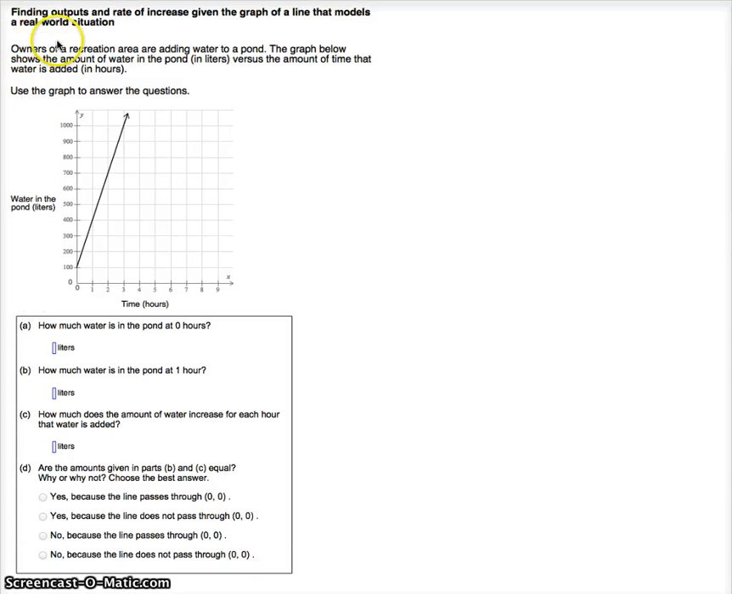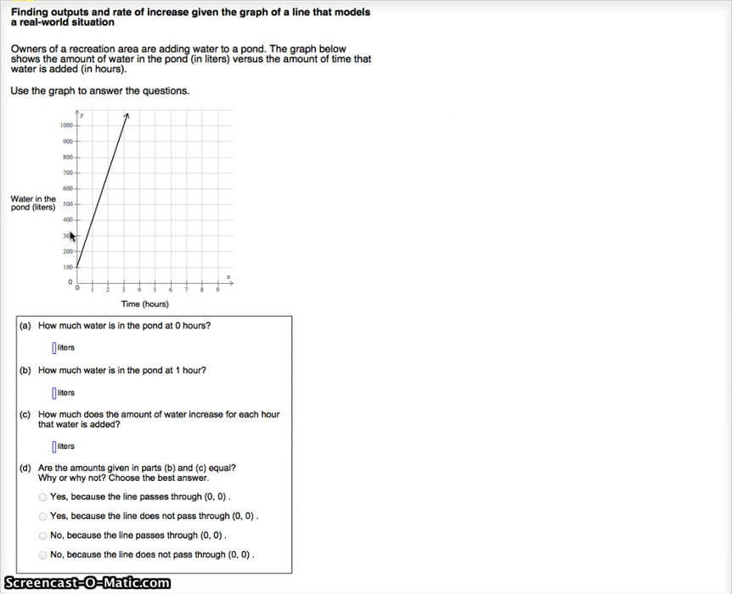Today we're going to talk about finding outputs and rate of increase given the graph of a line that models a real-world situation. So what we're going to do is go through and guide ourselves through this graph and determine what some of it means, and talk a little bit about rate of increase or rate of change as related to our x and our y axes.